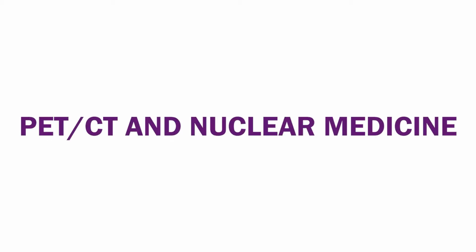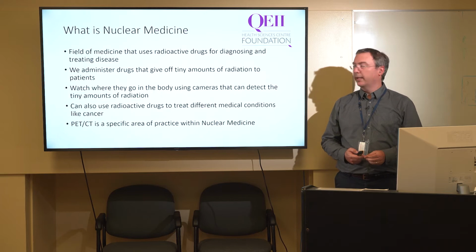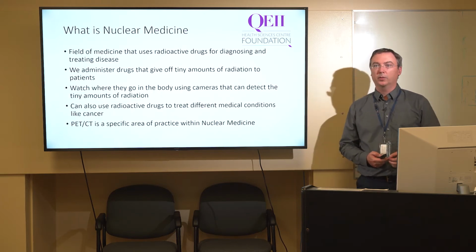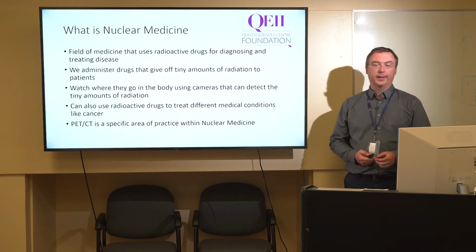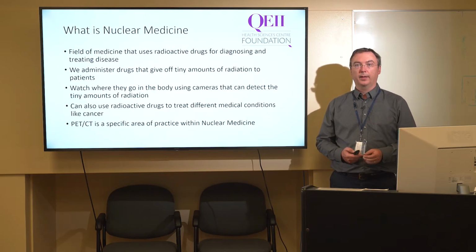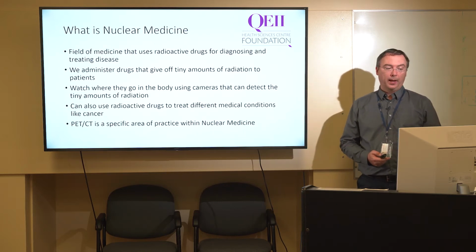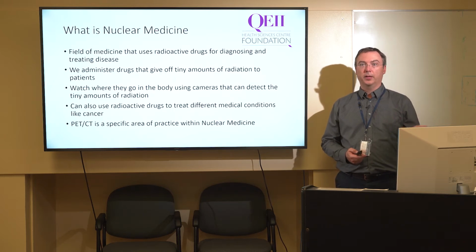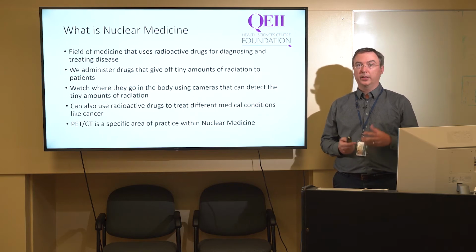So PET-CT itself is a specific area within nuclear medicine that uses drugs that give off positrons. Nuclear medicine is sort of a lesser known field in medicine, and essentially what we do is we use radioactive drugs for diagnosing and treating different diseases. And so we give patients the drugs. We will often inject them with what we call radiopharmaceuticals, and those drugs give off tiny amounts of radiation. And then we can watch where they go. So we use specialized cameras in nuclear medicine, like the PET-CT scanner that we purchased with the foundation, to detect that radiation and see where it goes and what it's doing in the body.